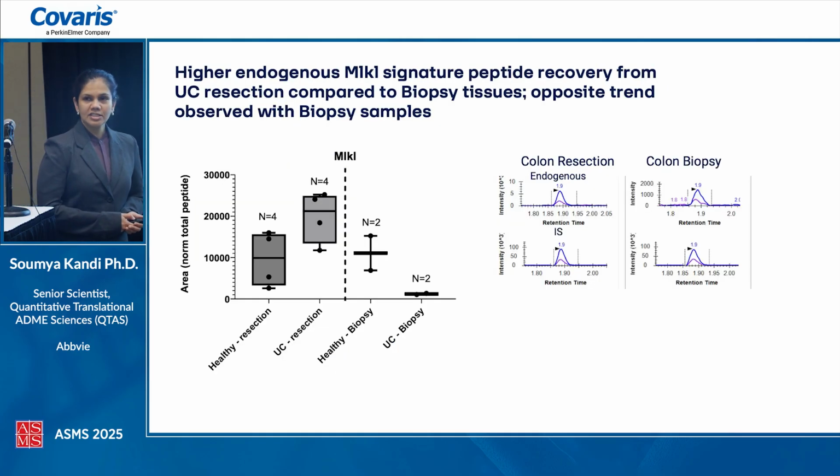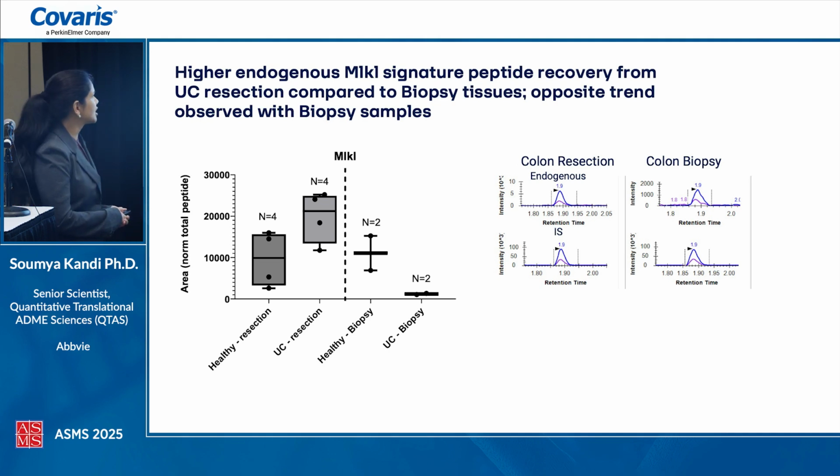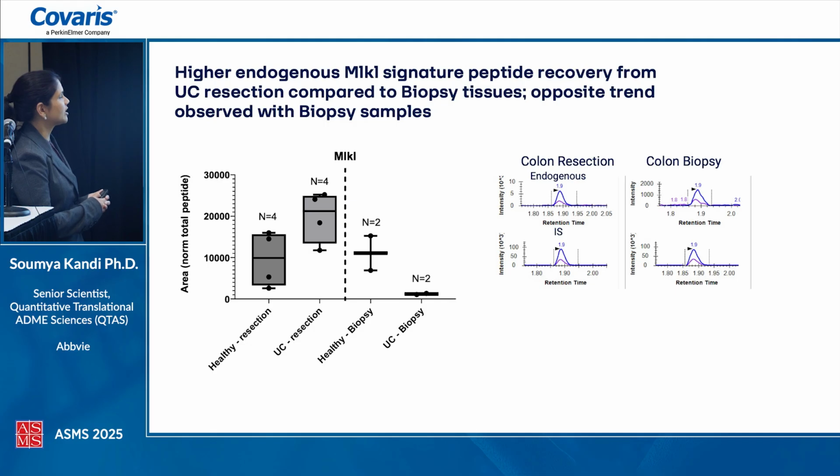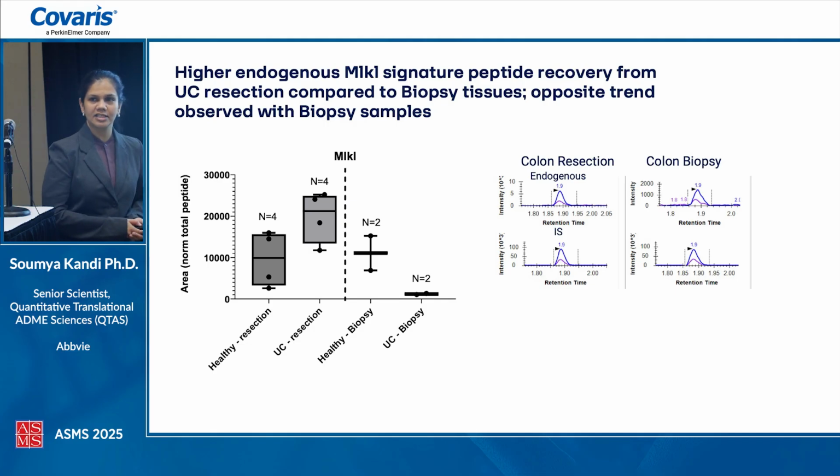Now, when we plot this data, we are seeing that between healthy resection and ulcerative colitis resection tissues, there is an increase, or an upregulation, of MLKL signature peptide. However, this data trend actually breaks down when we look at biopsy tissues. The reason for this was kind of concerning, as to why we were seeing this discrepancy in data sets.